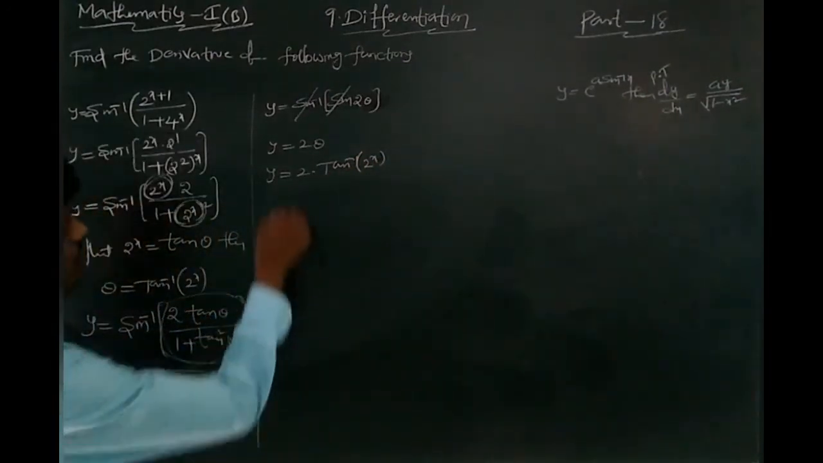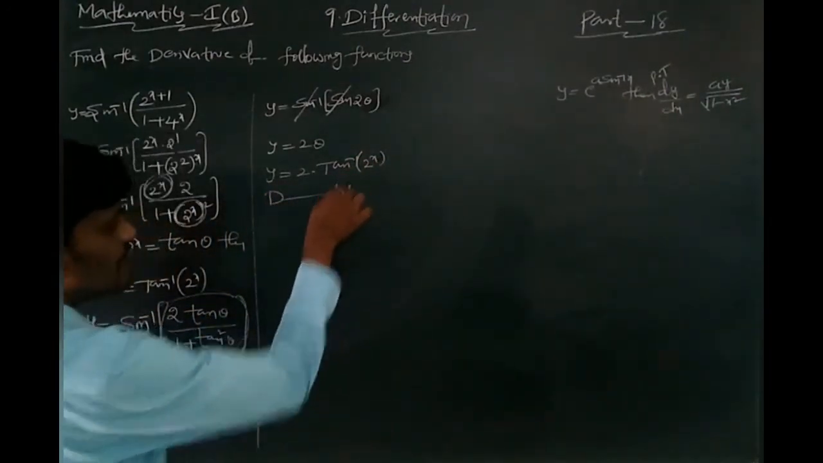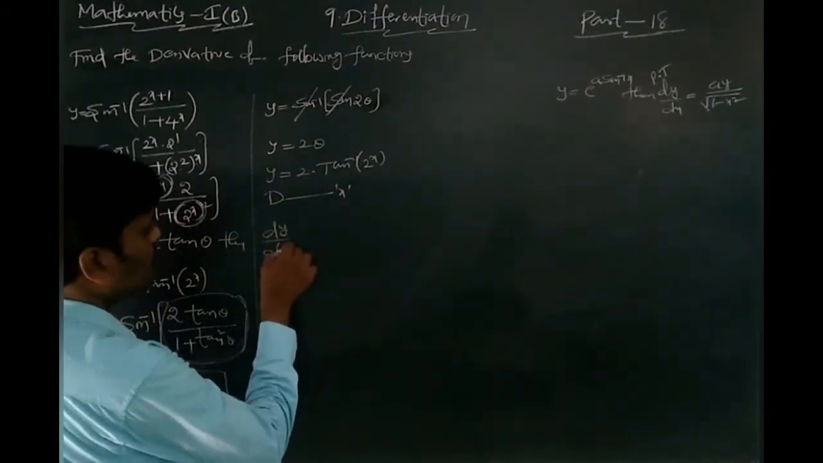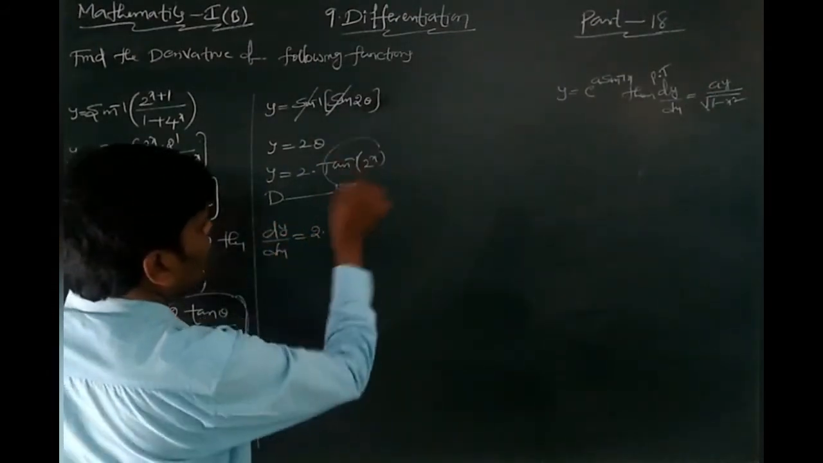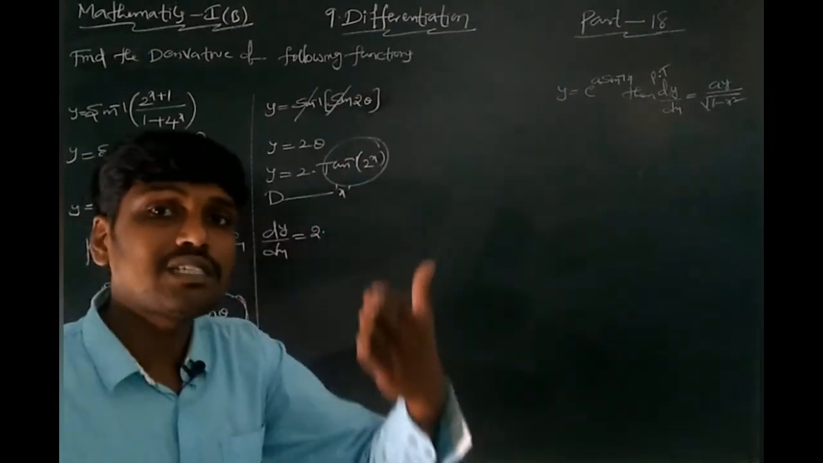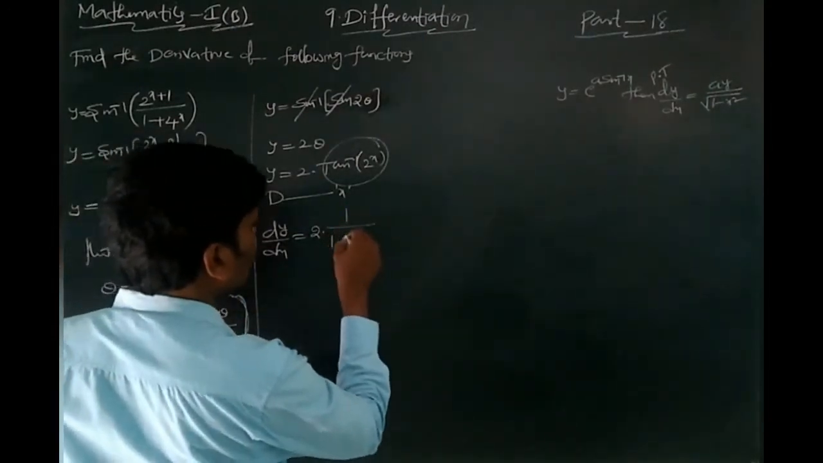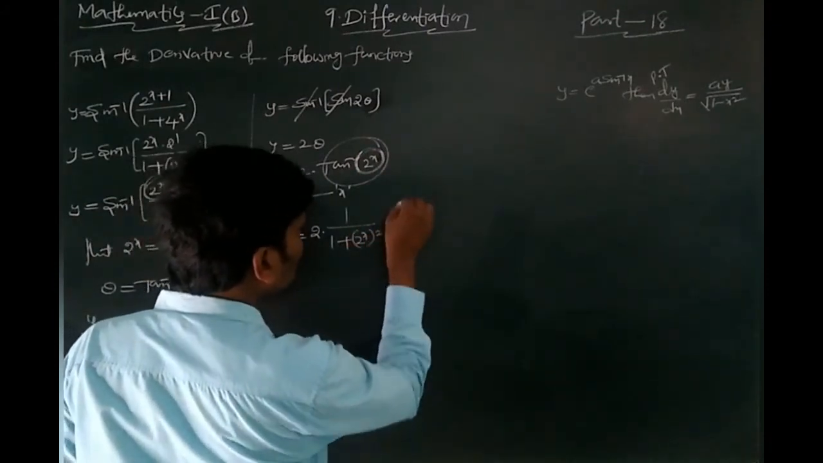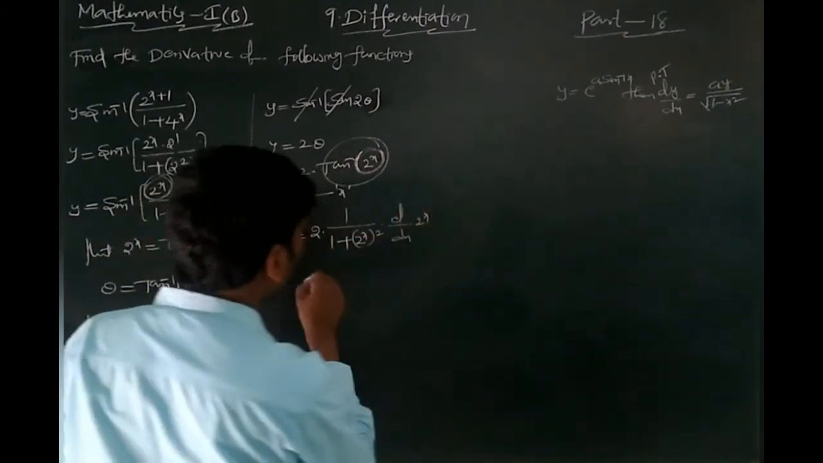Here you take the derivative on both sides with respect to x. Here y derivative is dy by dx is equal to 2 into tan inverse x derivative. What is the tan inverse x derivative? 1 by 1 plus x square. What is the value of x? (2 power x) whole square, into the derivative of 2 power x.